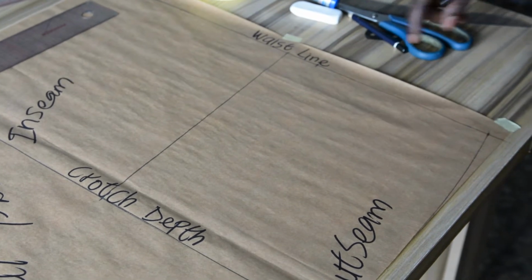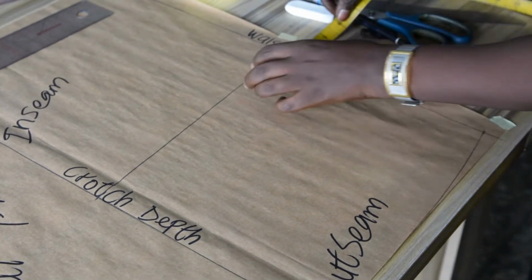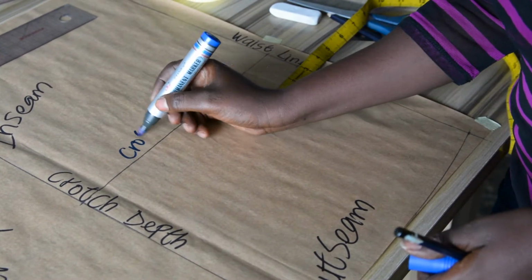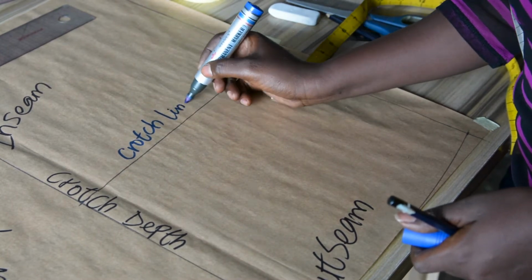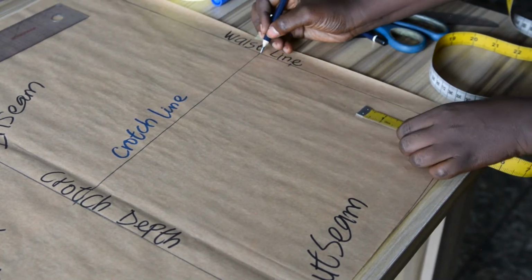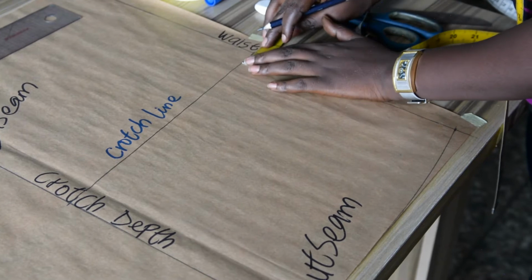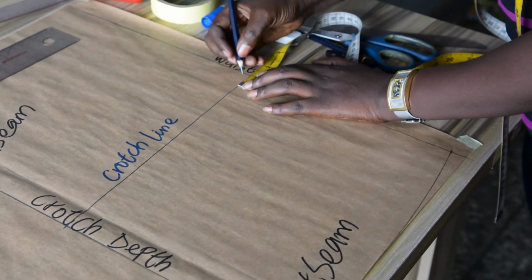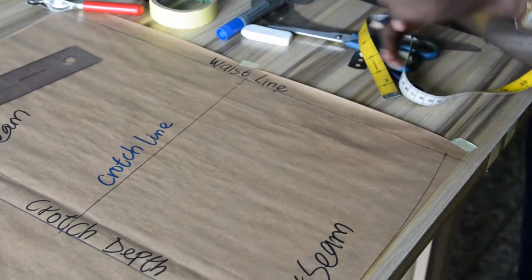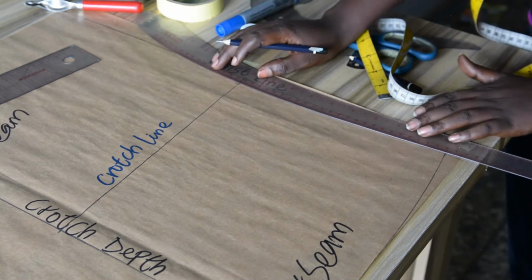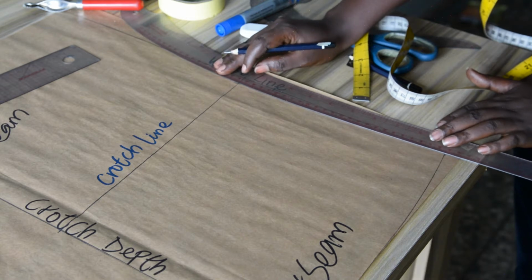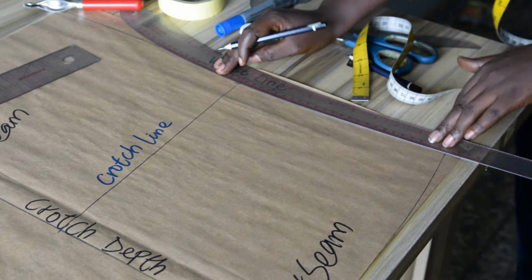So the next step is to shape the waistline. This line is the crotch line, and I will label it as crotch line. From this point, I will come down by half of an inch. I'm coming down by half of an inch because it is a native trouser. Then I will reconstruct the waistline with my pant curve ruler, and the positioning is like so.